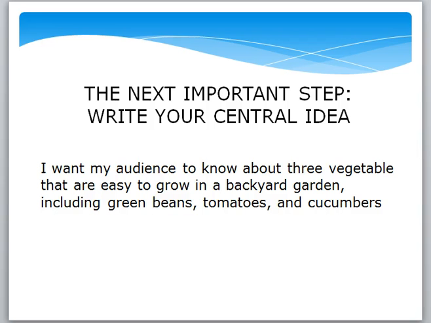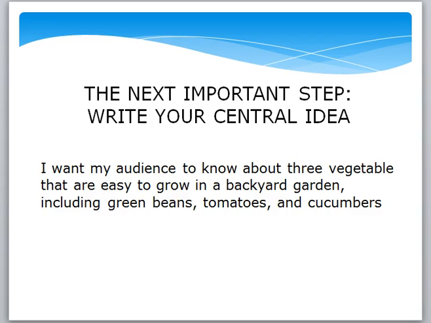So you have this nice working outline, you've gathered some information, and the next important step is to write your central idea. If you remember back to that mini lecture, I said that sometimes your central idea can be developed before doing any research, but oftentimes you need to wait until you see what kind of research you're going to use. So for the example we used with growing your own vegetables, our central idea could be, I want my audience to know about 3 vegetables that are easy to grow in a backyard garden, including green beans, tomatoes, and cucumbers. Notice that I have previewed my main points when I develop my central idea.